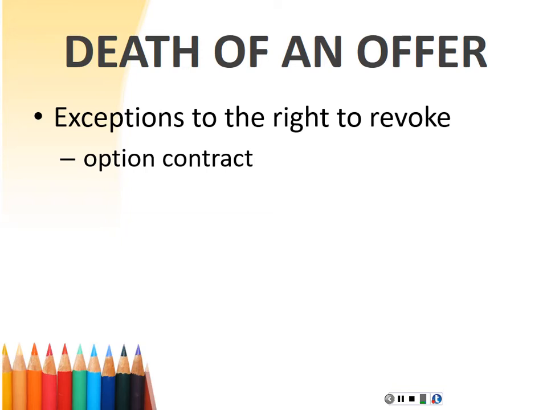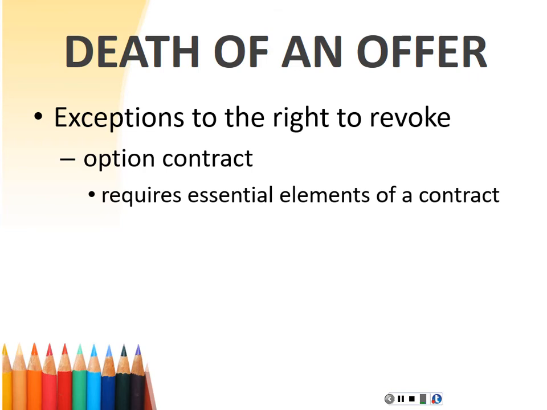Now, this is a contract, which means that it must have the essential elements of a contract. What are those essential elements? Offer, acceptance, and consideration. So an option contract must have an offer. That offer must be accepted, and there must be consideration.